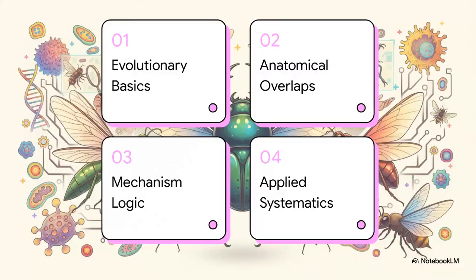Let's dive in. Okay, let's quickly run through our roadmap for this session. First up, evolutionary origins and basics. Then, complex anatomical distinctions. Third, the why of mechanisms. And finally, applied systematics and biodiversity.